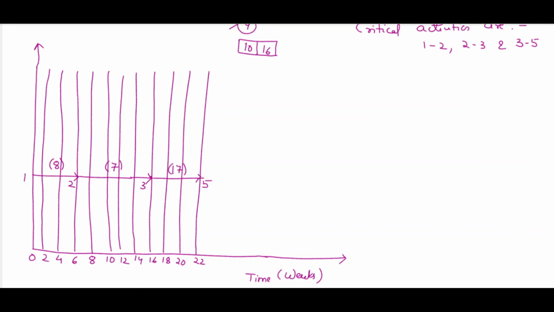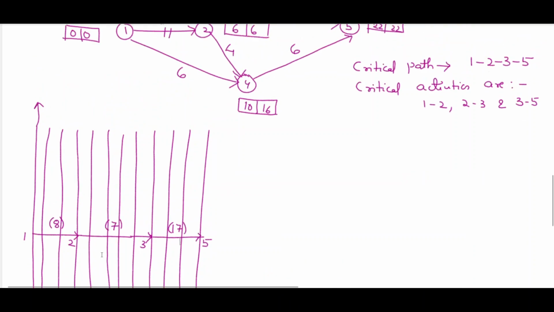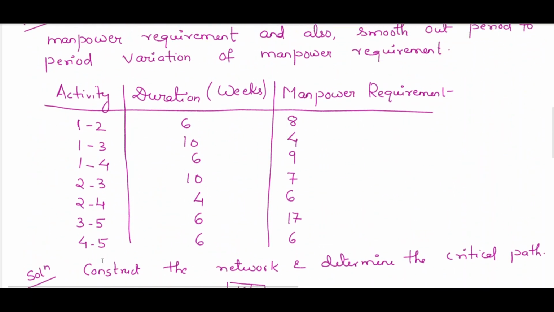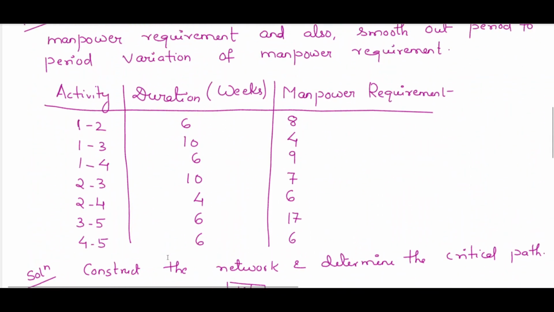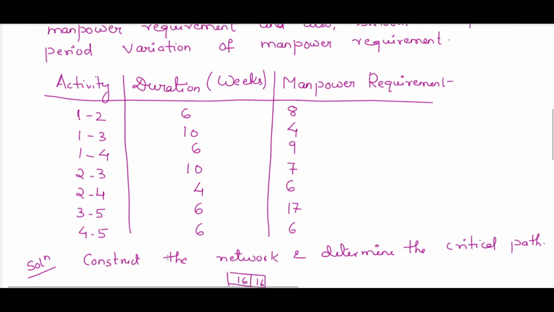Now we will see all the non-critical activities. So let's say start with 1 3. 1 3 duration is 10 weeks and manpower requirement is 4. So for 1 3 it is 10. Let's start with 1 3.